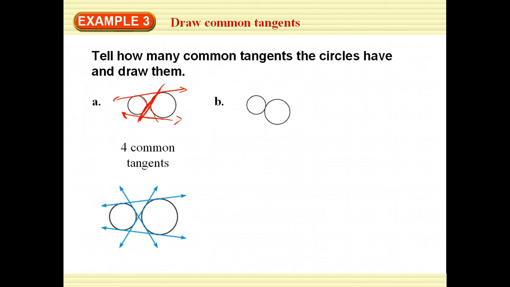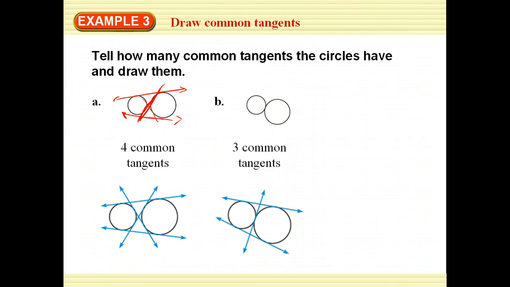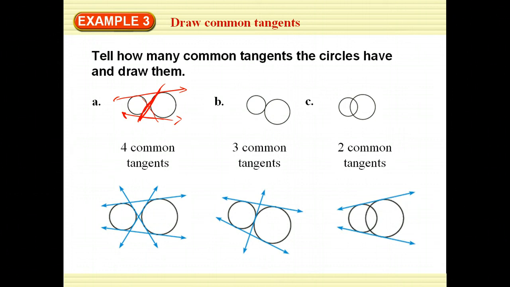What about this one? Well, if I think about this one, I'm going to have one out here, one up here, and I could have one through the middle of that. So 3. Those 2 circles are actually tangent, but since they only meet at 1 point, there is a line that goes through that 1 point. And in this one, I would have 2 common tangents.